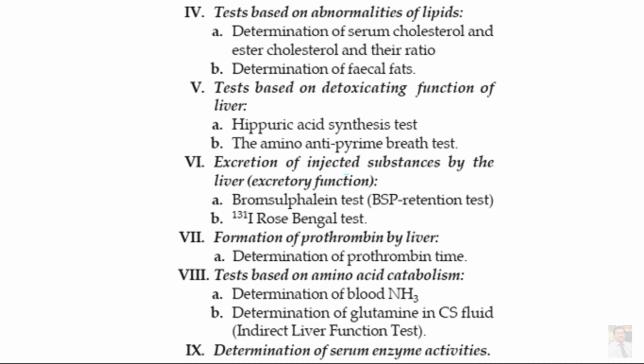The last test is the determination of serum enzyme activities. We already studied all the enzymes of the liver. What are the enzymes? ALT, AST, GGT and ALP, which is alkaline phosphatase. All the enzymes can be evaluated in the serum, and based on their activity we can identify the pathological status of the liver. With this, all the tests are completed.